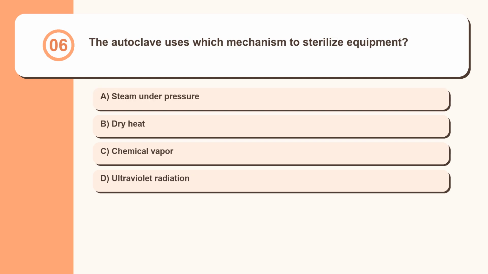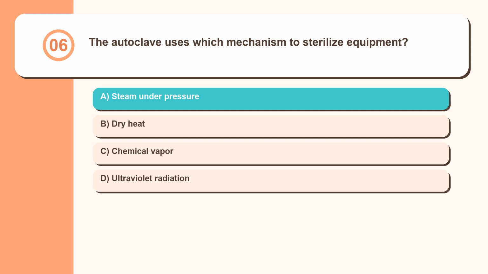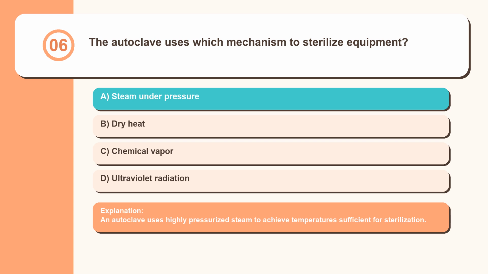Question 6. The autoclave uses which mechanism to sterilize equipment? Steam under pressure, dry heat, chemical vapor, ultraviolet radiation. An autoclave uses highly pressurized steam to achieve temperatures sufficient for sterilization.